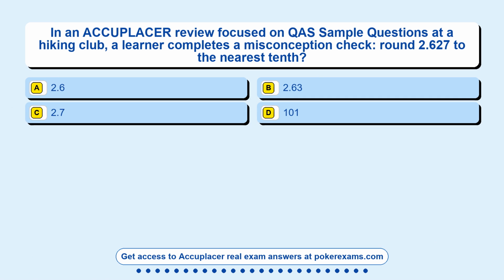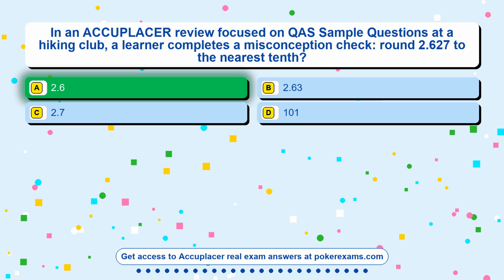Question 17. In an ACCUPLACER review focused on QAS sample questions at a hiking club, a learner completes a misconception check. Round 2.627 to the nearest tenth. Option A, 2.6. Option B, 2.63. Option C, 2.7. Option D, 101. The correct answer is option A, 2.6.